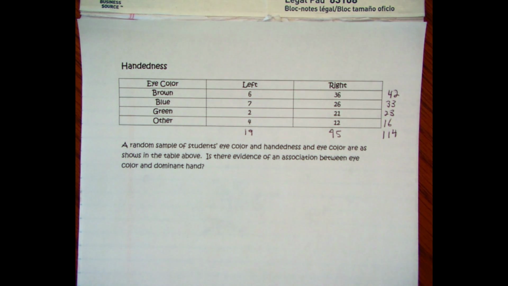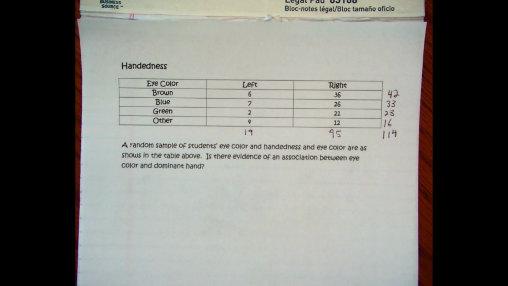All right, so the last problem we're going to do is this problem called handedness, and basically we're looking here at a random sample of students' eye color and handedness. The results are as shown in the table above. Is there evidence of an association between eye color and dominant hand?